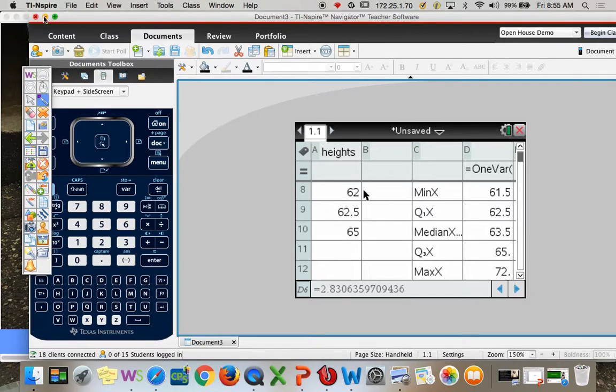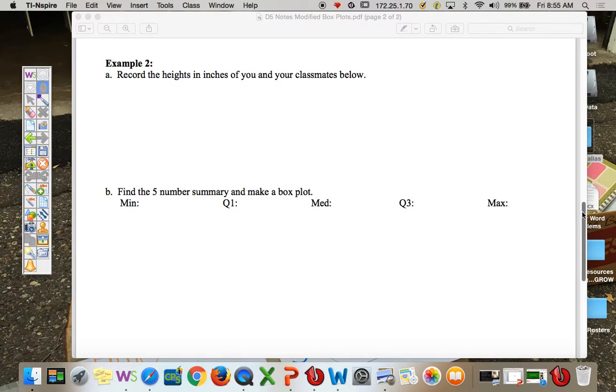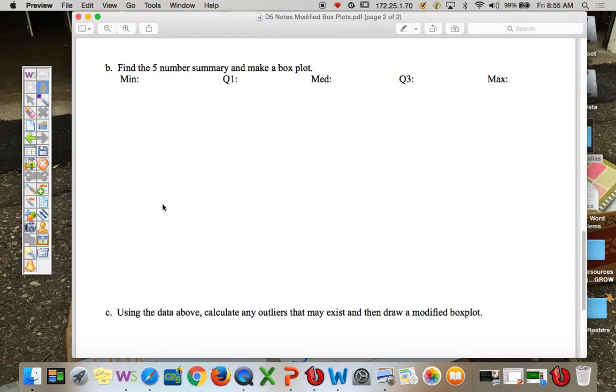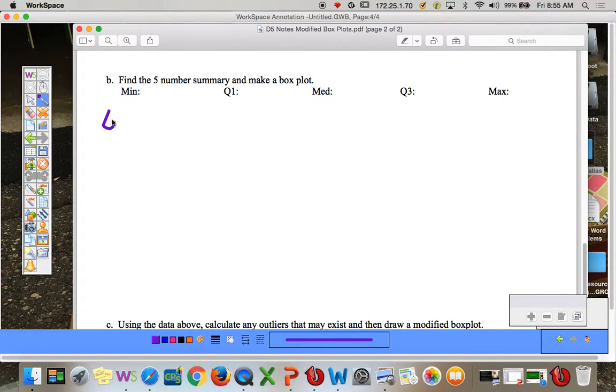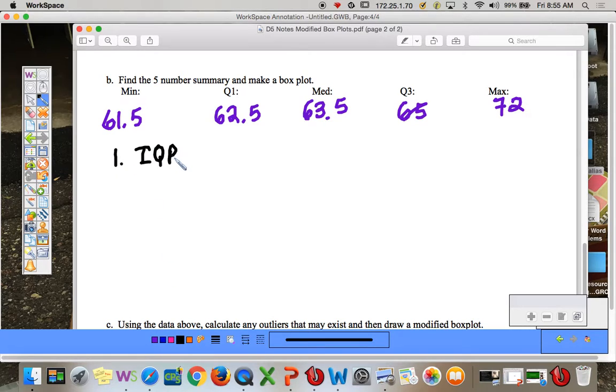I'm going to write this down so we can look at it here. Minimum 61.5, Q1 is 62.5, median is 63.5, Q3 is 65, maximum 72. All right, let's calculate any outliers. First step is the interquartile range, which is Q3 minus Q1. Q3 is 65. Q1 is 62.5. If we subtract those, we get 2.5.